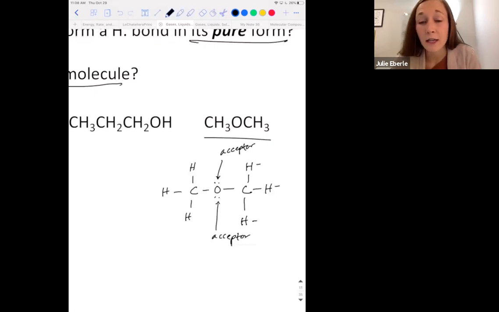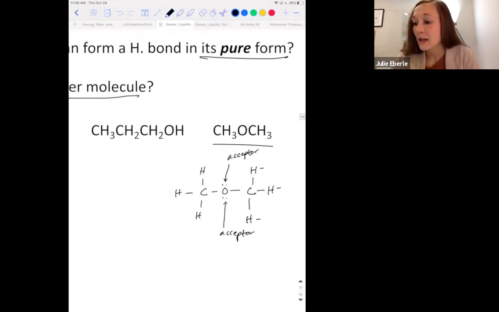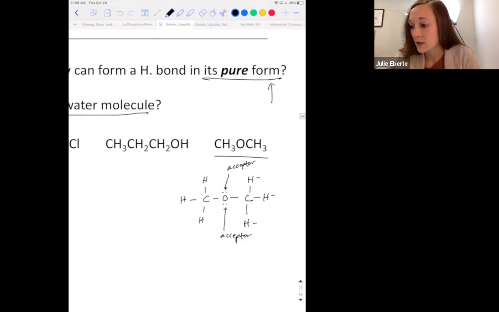Each lone pair is a unique acceptor. Oxygen will always have 2 acceptors. Nitrogens will always have 1 acceptor, and fluorines will always have 3 acceptors. So we do have acceptors here. So if we're answering this question, the answer is no. It cannot hydrogen bond in pure form.